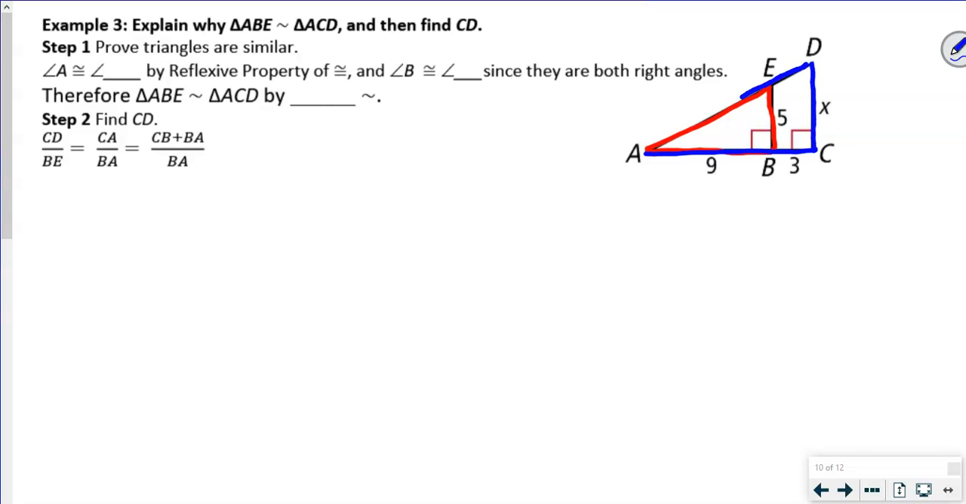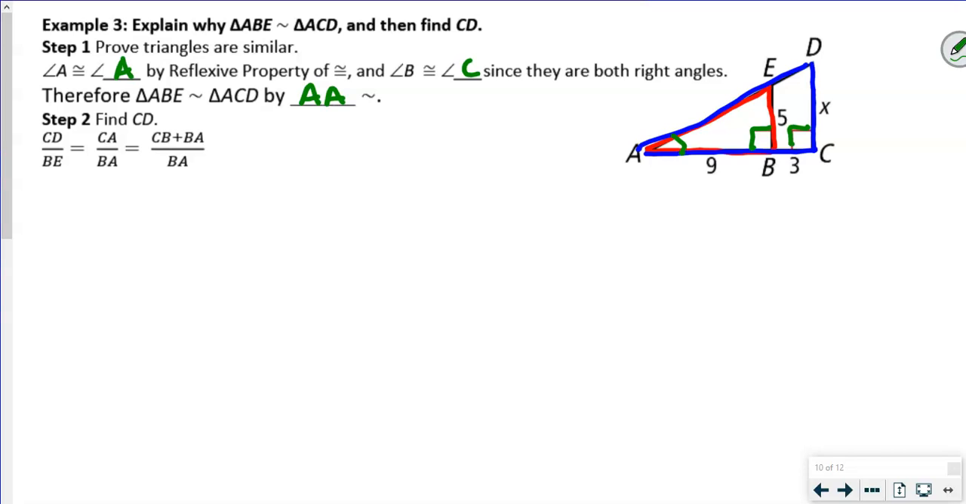Y'all see them? Okay. So now when we talk about this one, we can obviously see that angle A has to be congruent with angle A. Can't we all see that? So angle A is congruent with A by the reflexive property of congruence. What is angle B congruent with? Look right here. B is congruent with C, isn't it? Because they're both right angles, right? And then, therefore, ABE is similar to ACD by angle similarity, right? We have two angles that are congruent.